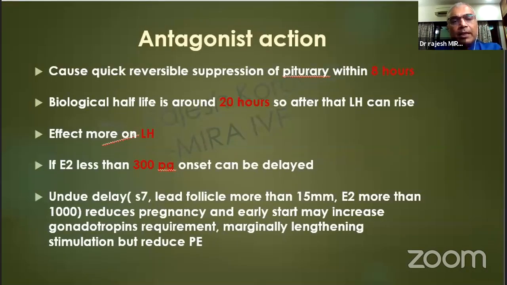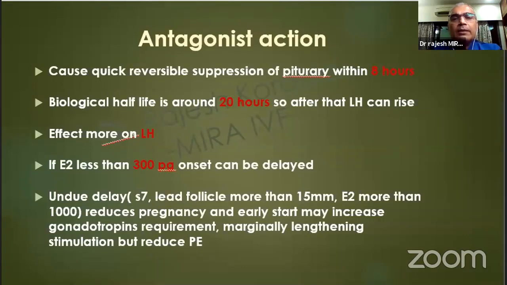The antagonists are the type of GnRH analog which are becoming popular for their prompt suppressive action on the pituitary. It causes quick reversible suppression of the pituitary within 8 hours only. The biological half-life is around 20 hours. So after that, the LH can rise. And that is the reason you have to make sure that the duration between the last dose of antagonist and trigger should be more than 8 hours, but less than 20 hours. The antagonist effect is more on LH, less on FSH.